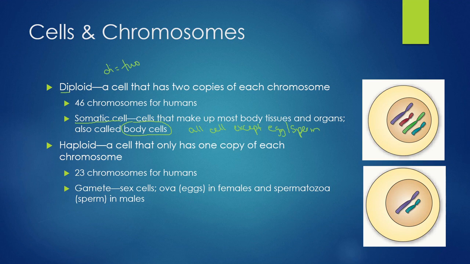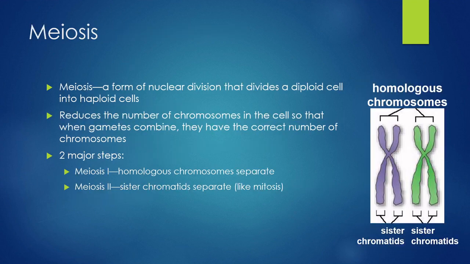Haploid cell, if you think of hap, sounds like half. We have half the number of chromosomes. So in humans, it's 23. And this is going to be your gametes, which are your sex cells. And the big reason here is that when you put an egg and sperm together, you need to have the correct number. So again, haploid have 1 copy of each. Diploid have 2 copies of each chromosome.